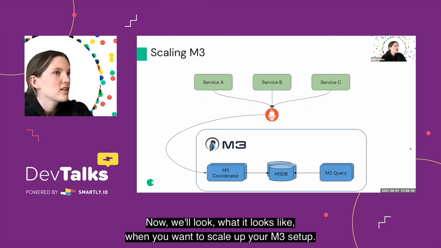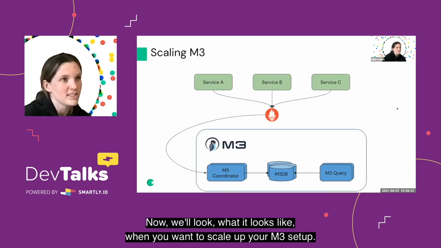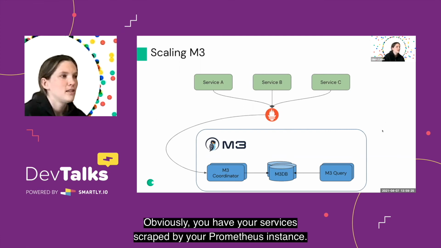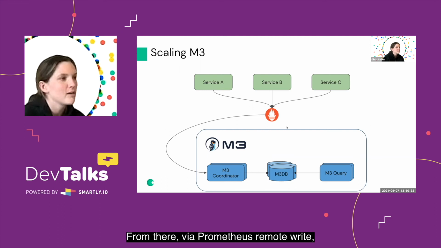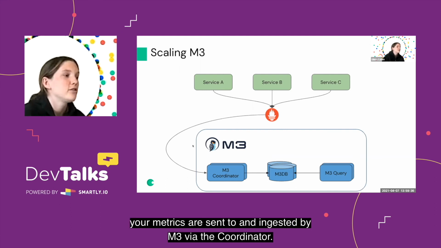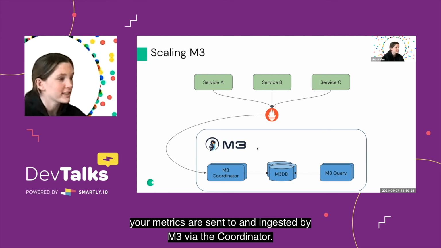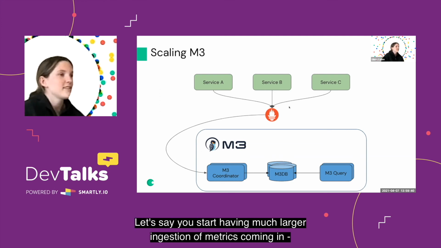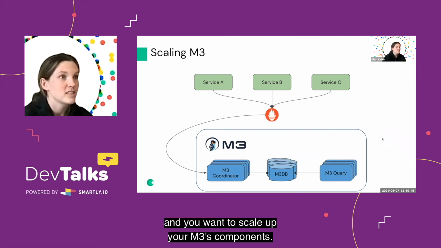So now we'll look at what it looks like when you want to scale up your M3 setup. You have a few services here being scraped by your Prometheus instance, and then via Prometheus remote write, your metrics are being sent to and ingested by M3 via the coordinator. Let's say you start having a much larger ingest of metrics coming in, and you want to scale up your M3 components.